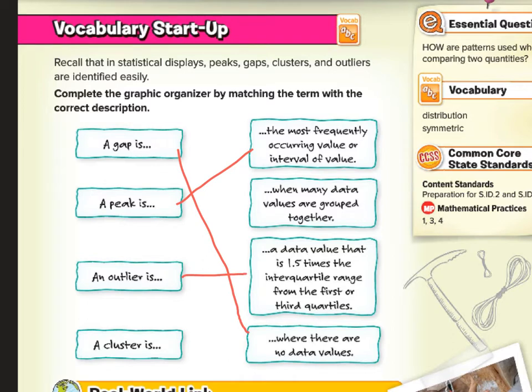And then finally, a cluster. And I'm sure you guys, simply based on the word, can figure out that a cluster is a group of data grouped together. So when many data values are grouped together, right there. Like I said, this would be a good time to take note and make definitions for yourself.